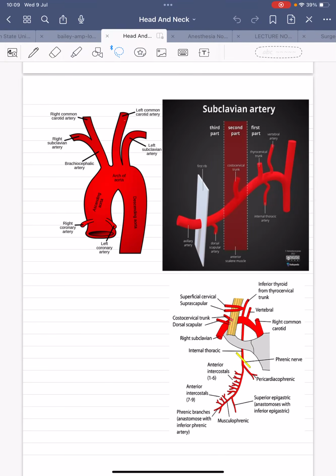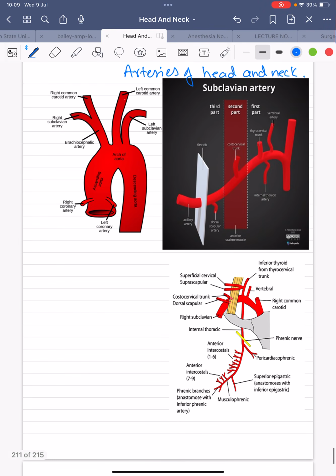To discuss about the arteries of the head and neck region. So, important topic. We must know what arteries are supplying the head and the neck region. So first thing, please remember that for the arteries of the head and neck region, we will start from the arch of the aorta.